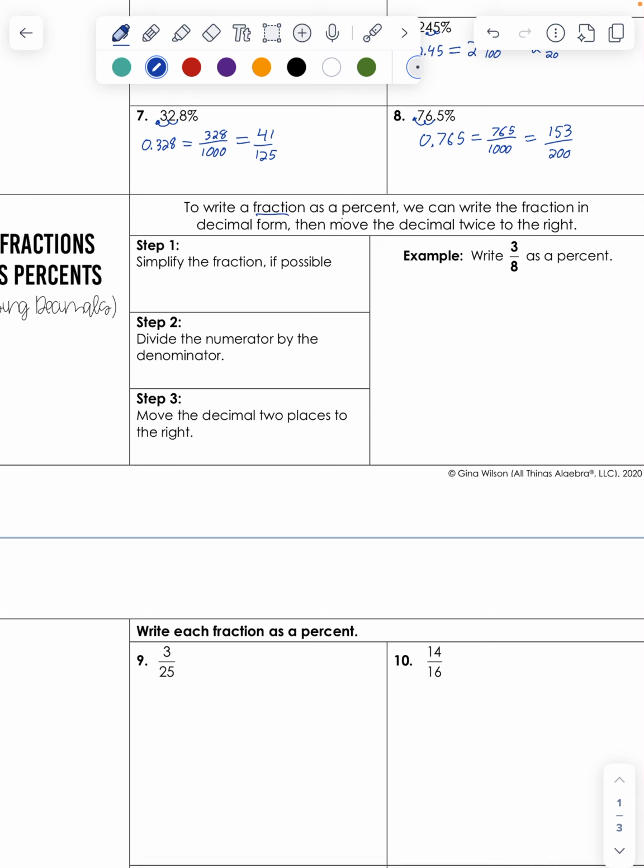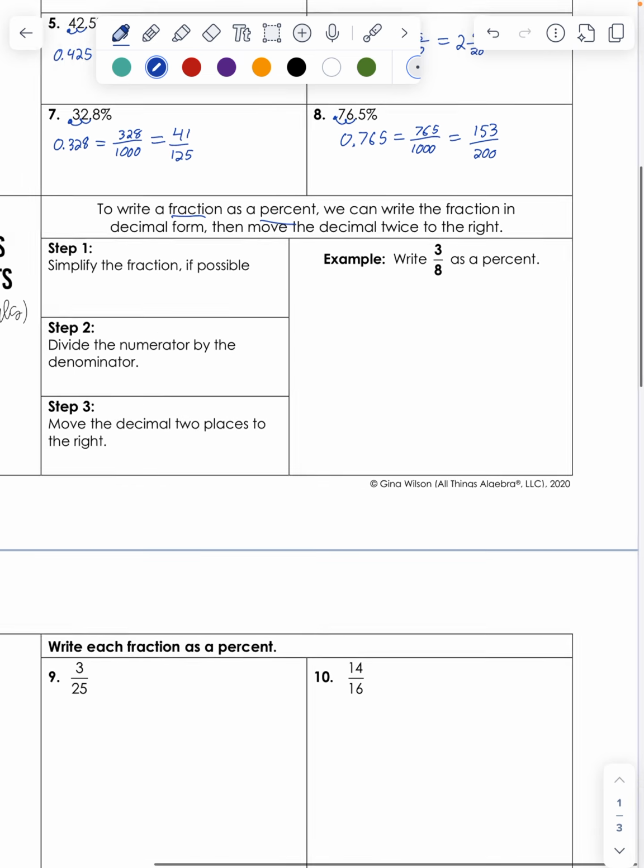All right, now that we have plenty of practice with that, let's turn fractions into percents. So fractions as percents. First step is we're going to simplify the fraction if possible. We want to simplify because this makes us divide with smaller numbers, which happens to be easier. Then we're going to divide the numerator by the denominator. And then we're going to move the decimal 2 places to the right because that will help us turn that value into a percent.